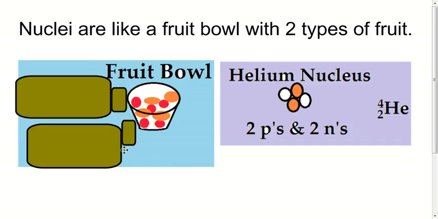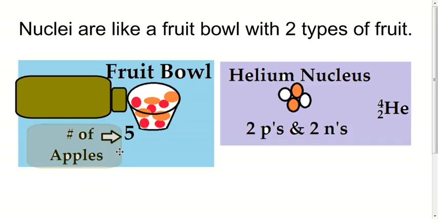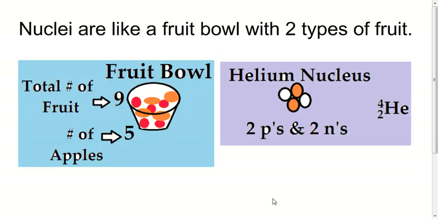In the fruit bowl, I'm going to arbitrarily say that the number on the bottom is 5 because I'm going to say that it's the number of apples. It doesn't really matter. It could have been oranges, but I just went with the apples. And the top number is going to be the total number of fruit, and that's going to be 9.